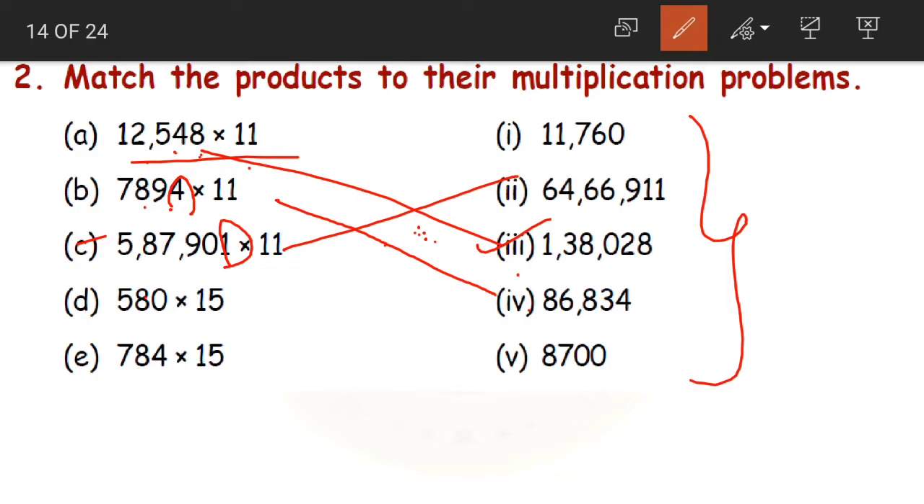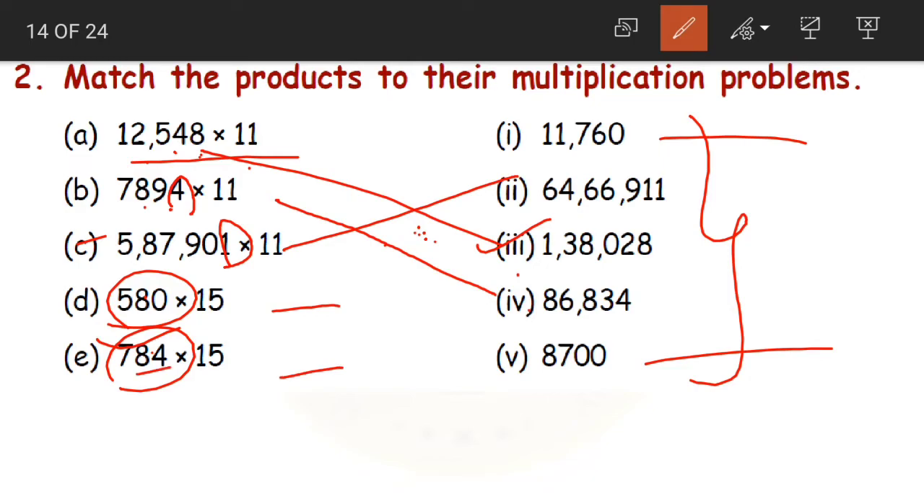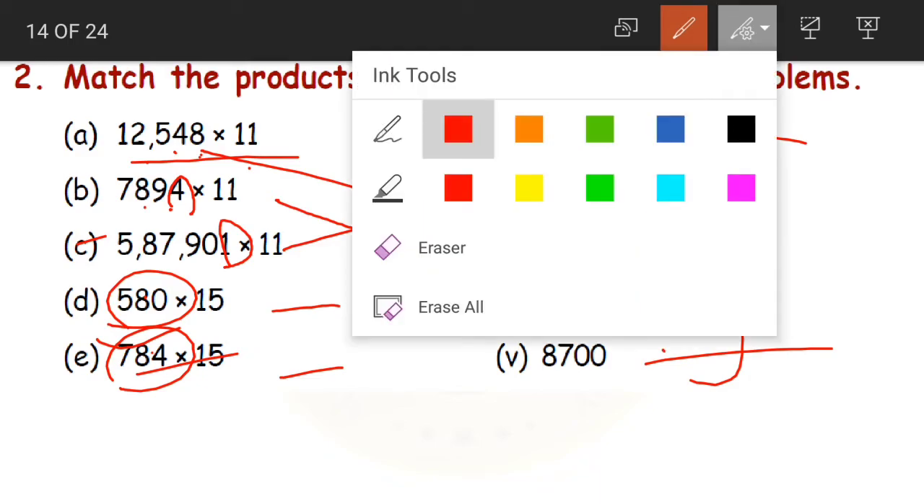Yes. Now we are left with only 2: 580 into 15 and 784 into 15. We have two options, that is 1 and 5. See, children, in the given two numbers, which is the bigger number? 784. So whose product will be bigger? 580 or 784? Tell me. 784. Yes. Now if you look at both the options, 11,760 is the bigger product.